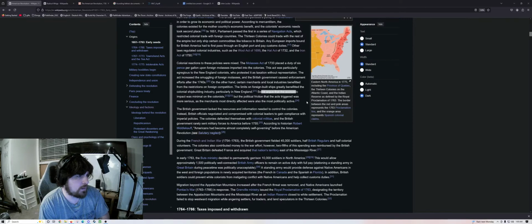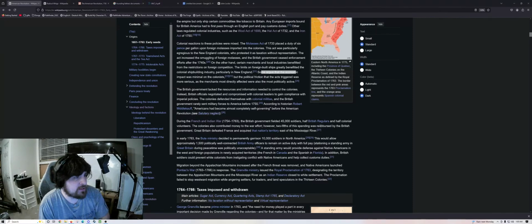All right. But the political friction that the acts triggered was more serious, as the merchants most directly affected were also the most politically active. The British lacked the resources and information needed to control the colonies. Instead, British officials negotiated and compromised with colonial leaders to gain compliance with imperial policies. The colonies defended themselves with colonial militias, and the British government rarely sent military forces before 1755. According to historian Robert Middlekauff, Americans had become almost completely self-governing before the American Revolution.